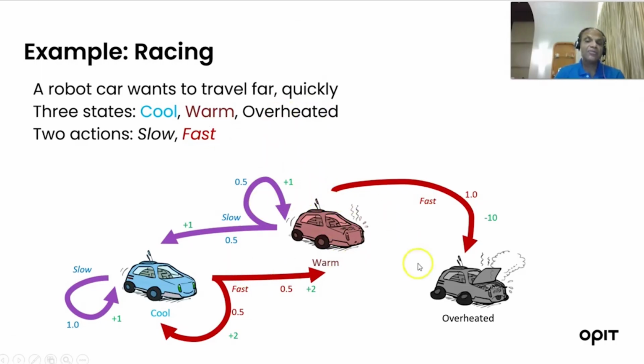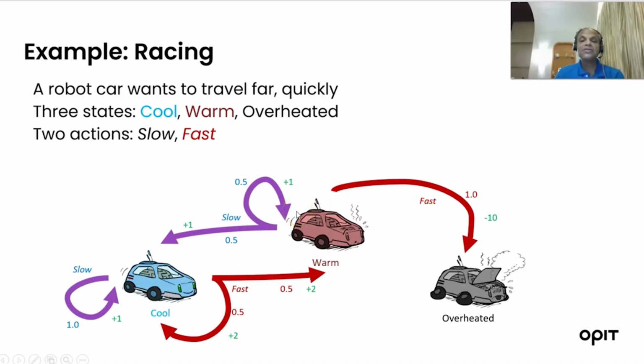The transitions through the different states for the different actions are given by this transition function shown in this picture. If it's in a cool state and takes the action slow, then it remains in the cool state. If it tries to go fast in this state, then with 50% probability it will still remain in the cool state, but with 50% probability it will end up in the warm state. Similar transitions are given from the warm state as well. From the overheated state, the car is done, so there are no transitions out of it. And associated with each of the state action pairs, you can see that there's a reward.